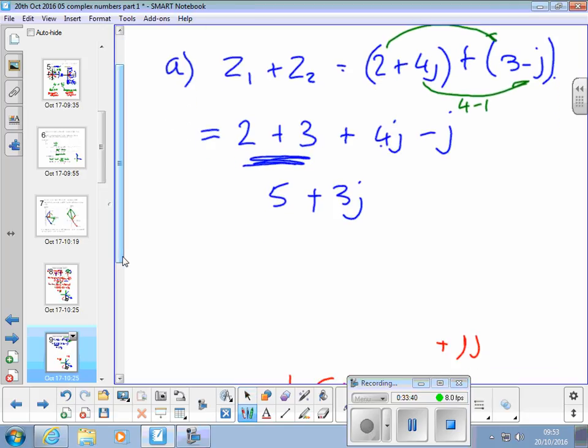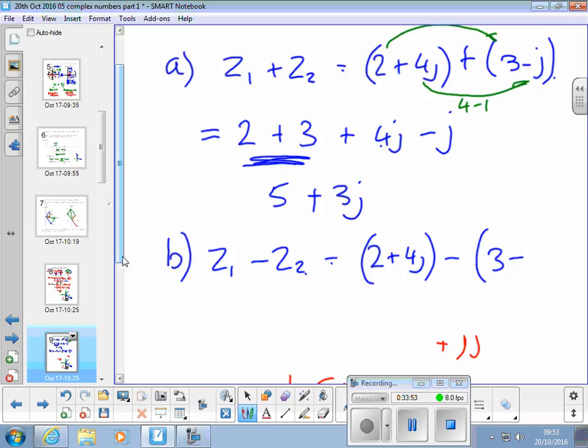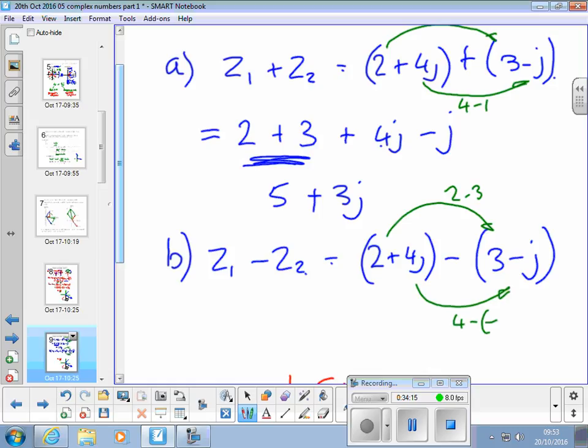B, which is Z1 minus Z2, that's equal to 2 plus 4j minus 3 minus j. Using what's gone before that Paul obviously found helpful, that's 2 minus 3 and 4 minus j. Yep.